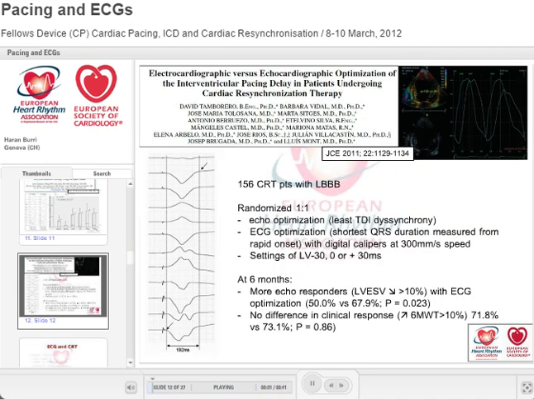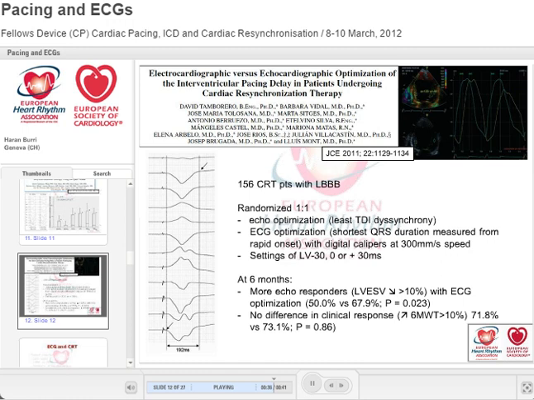And they actually studied this in a randomized trial in about 150 patients, randomized to either echo optimization or ECG optimization using their technique with 3 different settings: either simultaneous BiV pacing, LV offset of -30 or +30 milliseconds. And at 6 months, there was a greater likelihood of echo response in patients who had been optimized by the ECG method, but no difference in clinical response. So encouraging results, but doesn't mean you have to do it routinely in your patients.